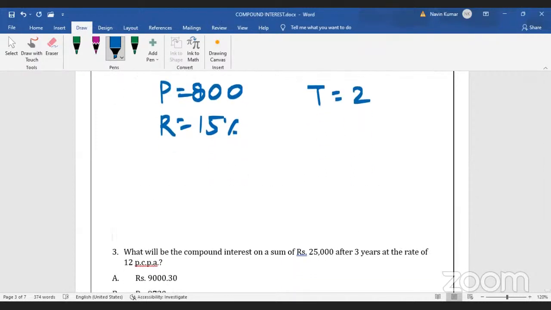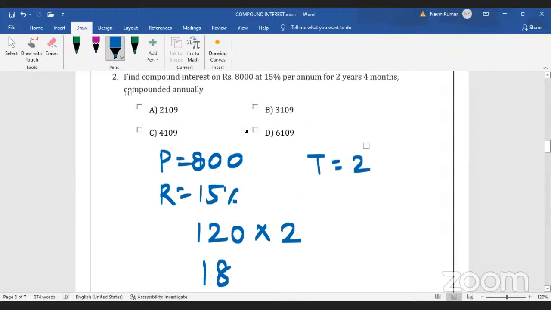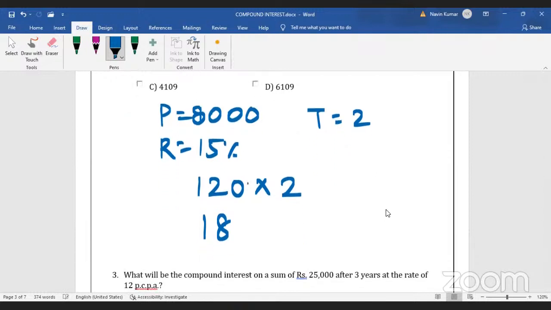बाद में हम 4 महीने का पता करेंगे. So 15% of 8,000, how much? 1,200, not 120. Yes, sir. It will be 1200. And 15% of 1200? ठीक है. 180.